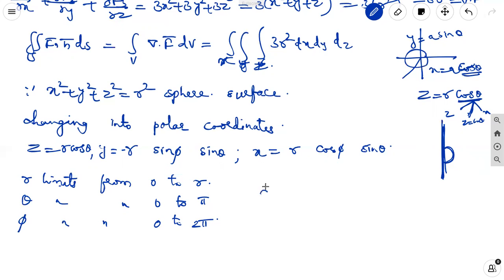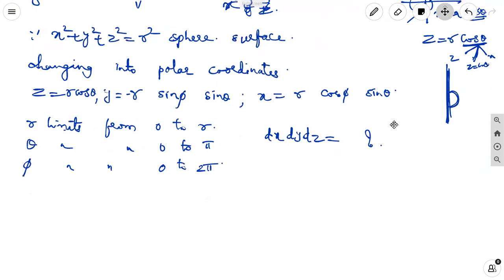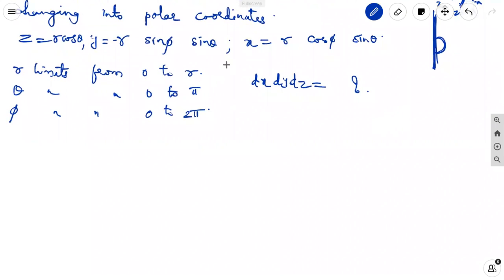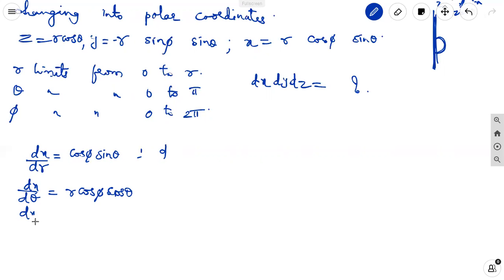Next, again, we calculate dx, dy, dz equal to what? Again, we go through the partial derivatives. Dx, differentiating with respect to r, is cos phi sin theta. This is dx by dr. Dx by d theta equal to r cos phi cos theta. Dx by d phi equal to minus r sin phi sin theta.